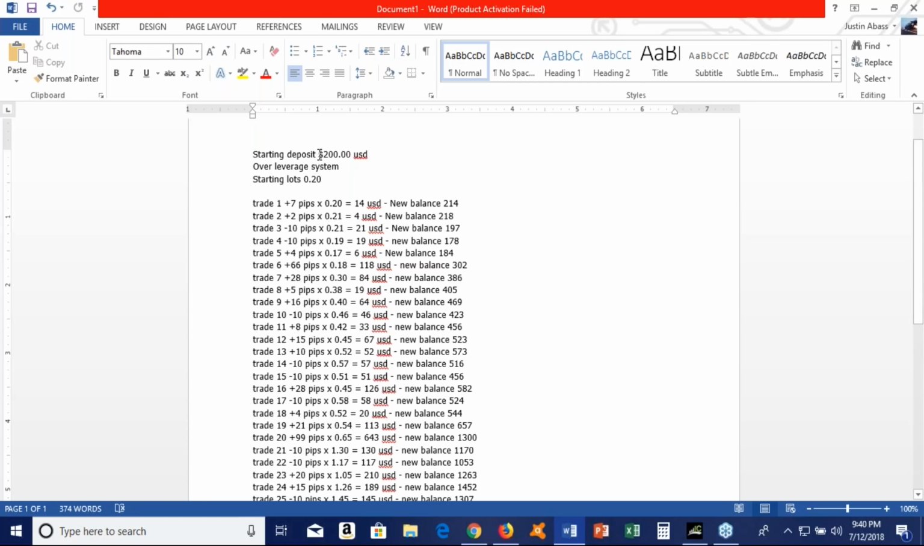And the account, if you realize, again, people always say it's hard to make money in Forex with a little bit of money. That's absolute BS, right? The starting deposit was 200 US. I have an over leveraged system where I could actually use big lots on an account this size, right? And Mean actually taught me this.